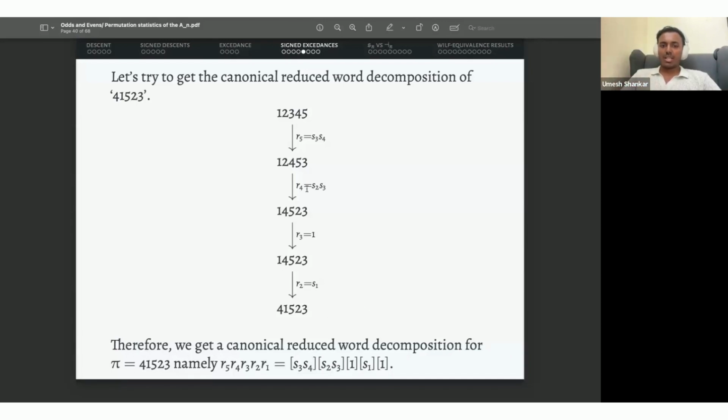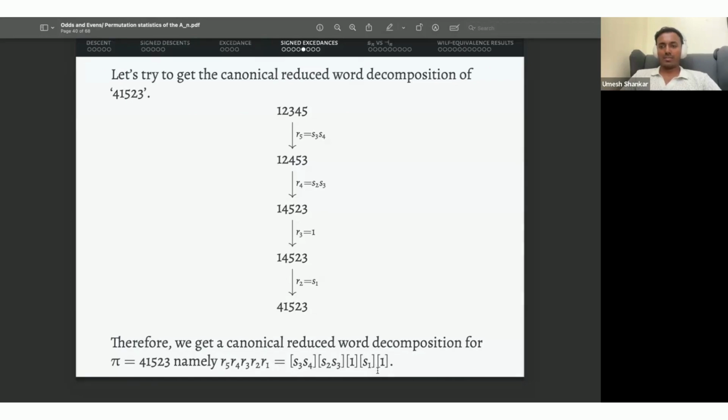Now again we will multiply by S_2, S_3, and now 2 will get to the correct position. Then 5 is already in the correct position, so we don't multiply anything. Then we need to multiply by S_1 and we will get 4, 1, 5, 2, 3. So this is the canonical reduced word decomposition for our permutation 4, 1, 5, 2, 3. Basically, it is S_3, S_4, S_2, S_3, 1, S_1, 1. We will write it in this form.